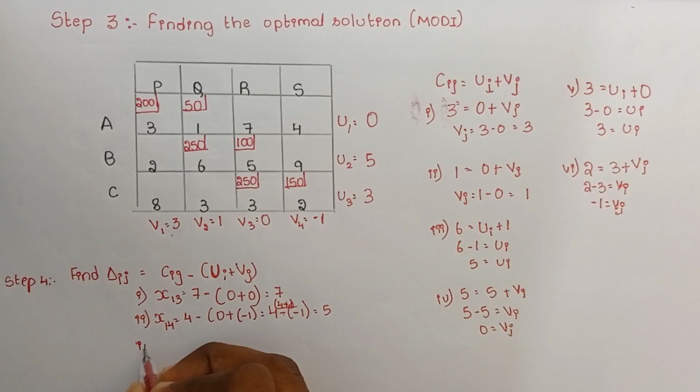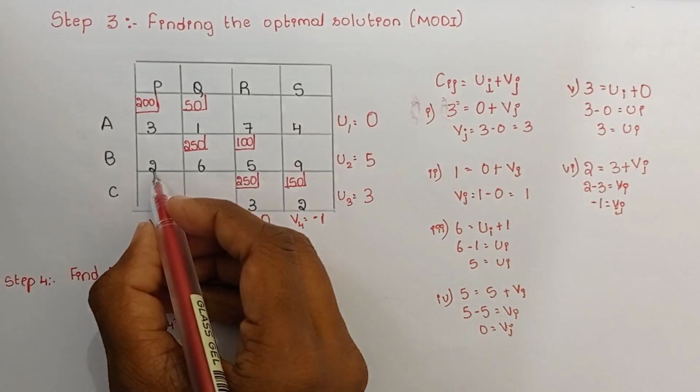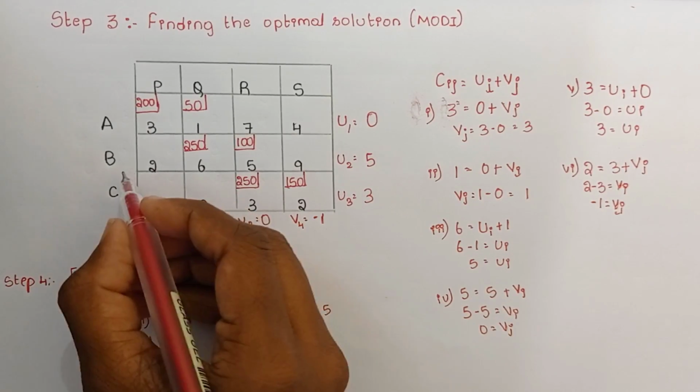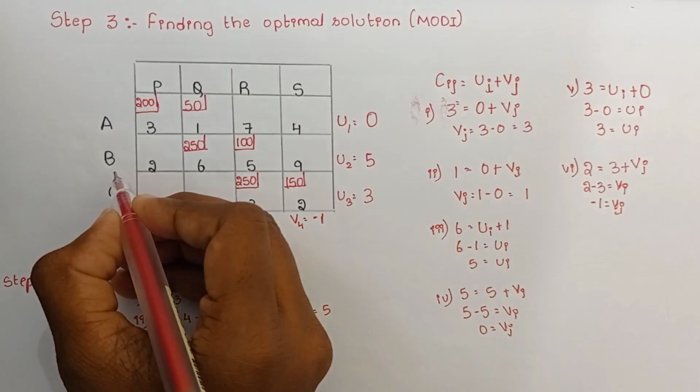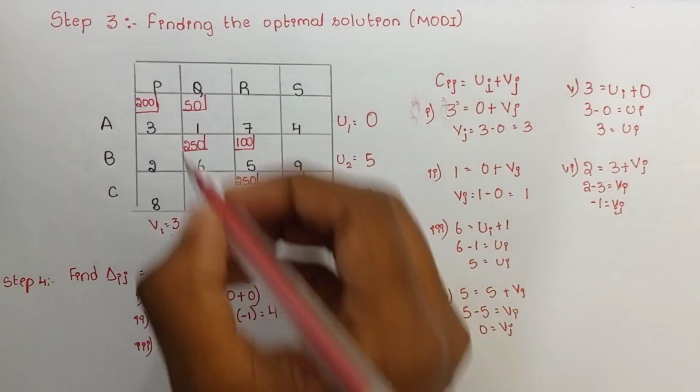Okay, next the third unoccupied cell is 2. This will be represented as x1 and 1, because it lies in row 1 and column 1.